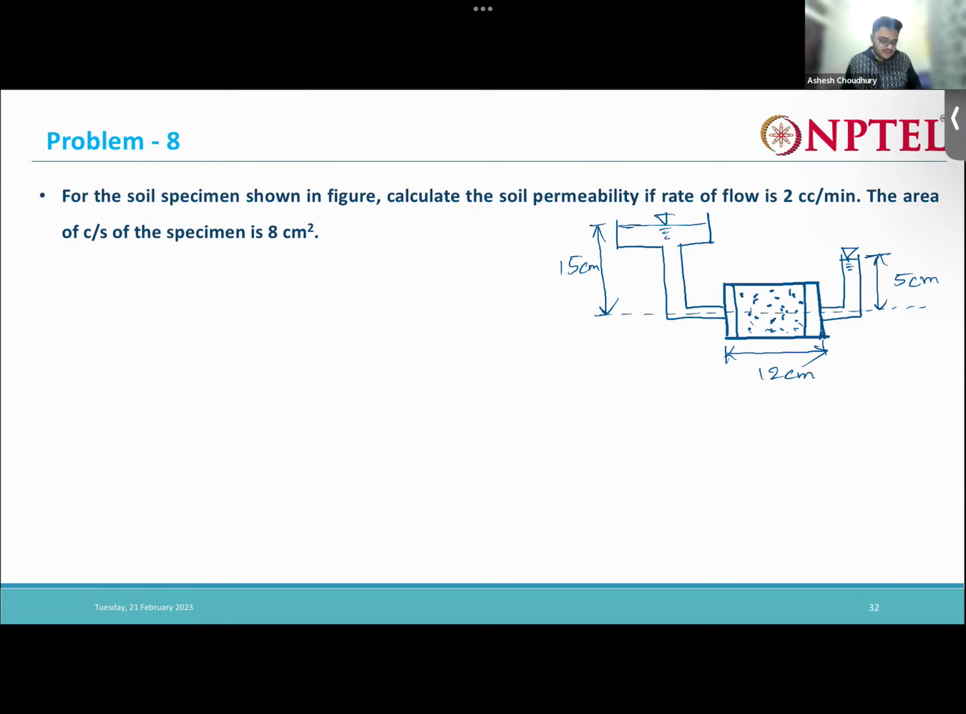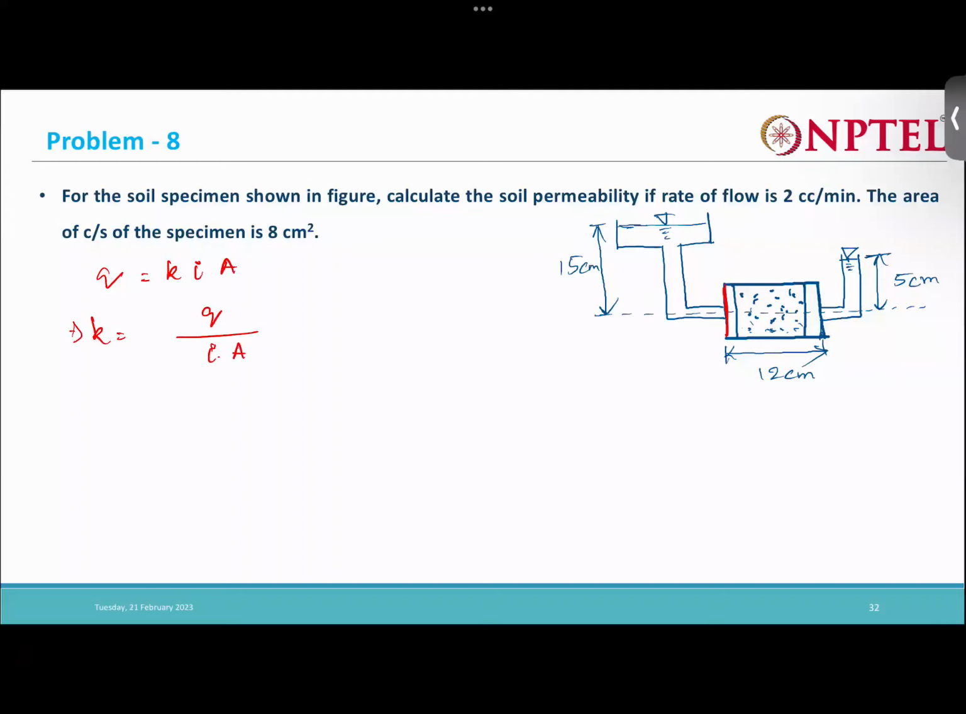In this problem, for the soil specimen shown in the figure, calculate the soil permeability if the rate of flow is 2 centimeter cube per minute. So Q is given to us, 2 centimeter cube per minute. The area of the soil specimen is 8 centimeter square. You need to find out the soil permeability. So what is the relation? Q is equal to K i A, right? So what will be my permeability? K is Q by i into A.